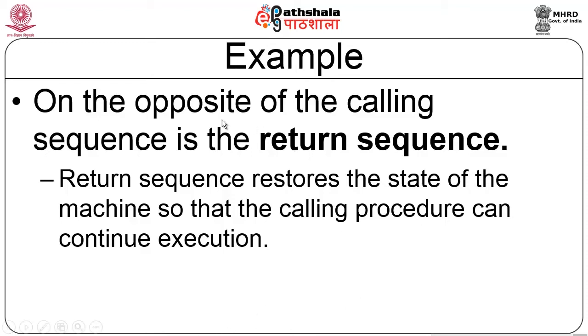The opposite of the calling sequence is called the return sequence. The return sequence restores the state of the machine so that the calling procedure can continue execution. So what happens here? The machine status is stored in the activation record of the callee. The function terminates, the return value field is filled, and then the registers are restored with the information available in the activation record, and then the control is transferred to the caller, and the activation record of the callee is popped off the stack.